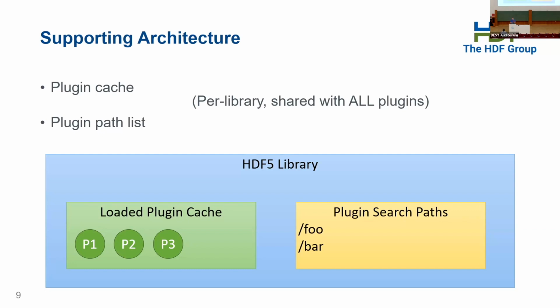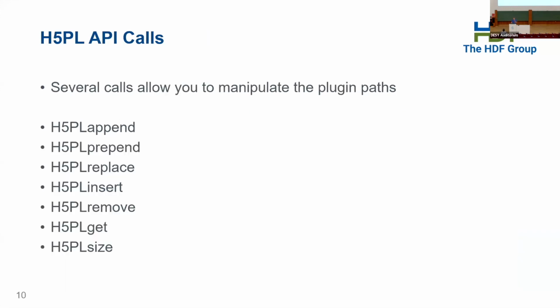So we decided to not split them up because we didn't think people would have so many filters that it would become a performance bottleneck. So we just have the one. It could be split if we needed to. There's a bunch of H5PL API calls that you can use to manipulate this. There's H5PL append, prepend, replace, insert, remove, get size. That just tells you how many filters there are. And so you can actually go through and look at the list of plugin paths and reorder them as you see fit.